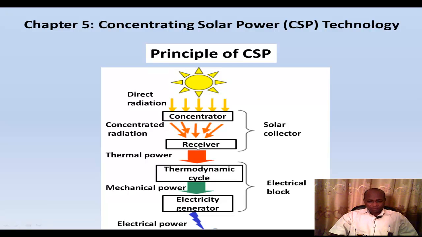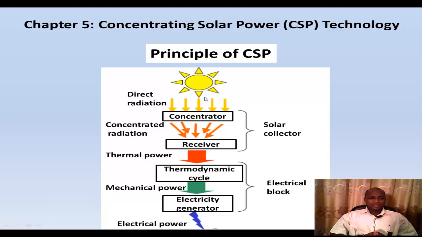Before going on, let me give you some main differences between CSP and solar photovoltaic. As you can see here, only the direct component of solar irradiation is used for CSP applications. Diffuse or reflected components are not useful here. But if we consider solar photovoltaic, we have the use of the global solar irradiation. So one big difference is the component needed to supply the system.